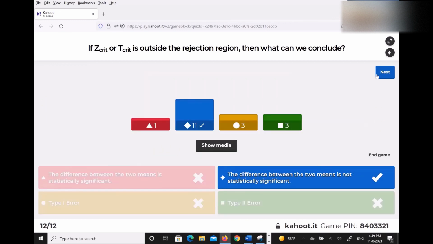All right. So if the Z crit, crit means what? Critical, right? The critical value is outside the rejection region, then you can say that you fail to reject the null. Okay, if you fail to reject the null, that means that the sample mean is the same as the population mean. Okay, there's no difference between the two means, the sample mean and the population mean. Okay, because you don't reject the null. Okay, therefore the sample mean is the same as the population mean.